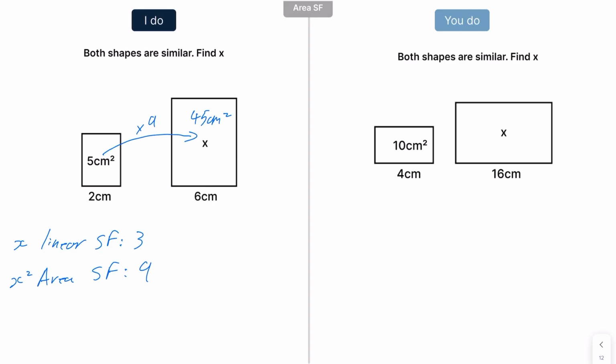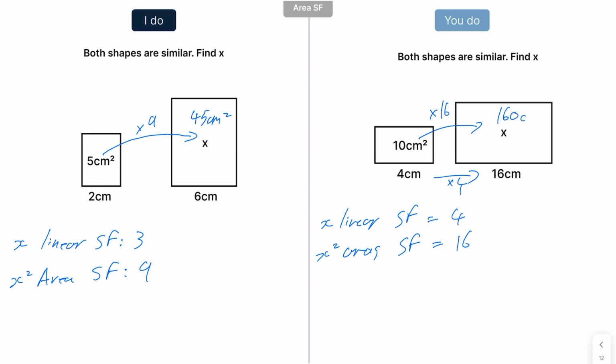So again, hopefully you've pressed pause and had a go at the example on the right. The linear scale factor here is going to be 4, and the area scale factor is going to be 4 squared, which is 16. So remember, the relationship is x and x squared, like that. And if I multiply this by 16 as the shape is getting bigger, that's 160 centimeters squared.